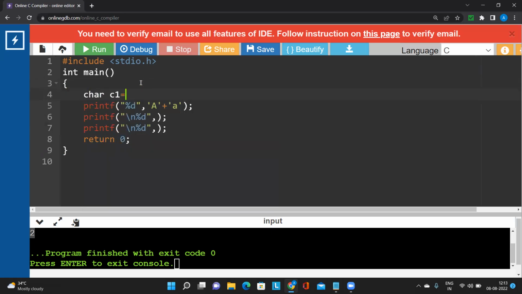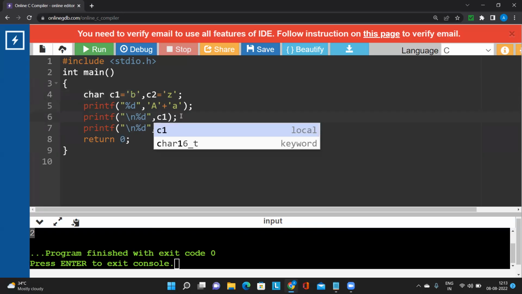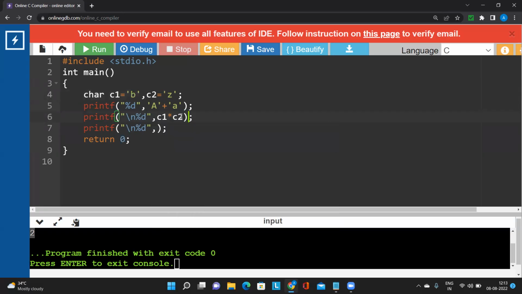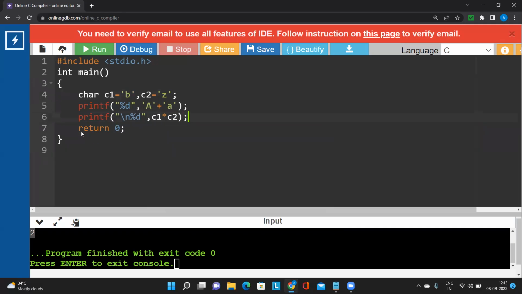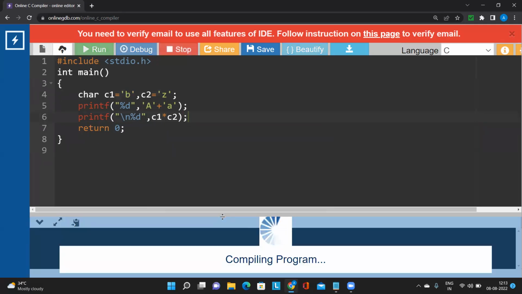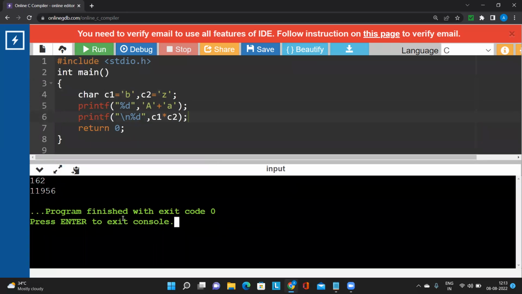Say C1 is equal to, give any value, whatever value you please. Let us just say I am giving 'B', and C2 is equal to 'Z'. Now I am going to say C1 into C2. Then I can take this out. Let me run this program. See what output you are getting.